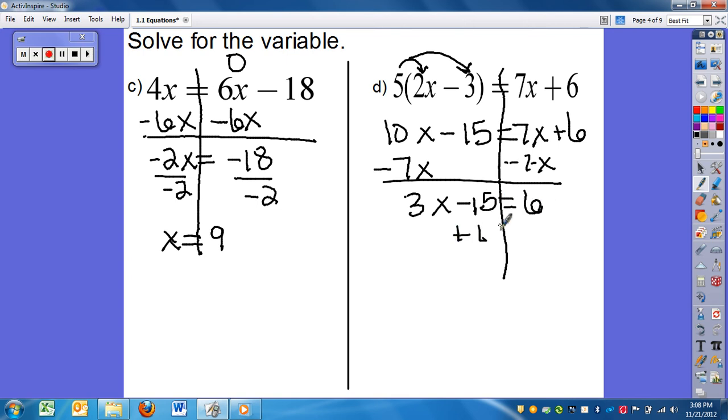Add my 15 to this side, and that gives me 3x = 21. Divide by 3, x = 7.